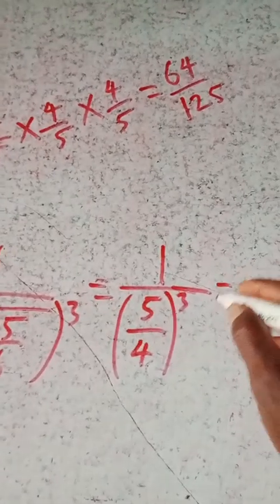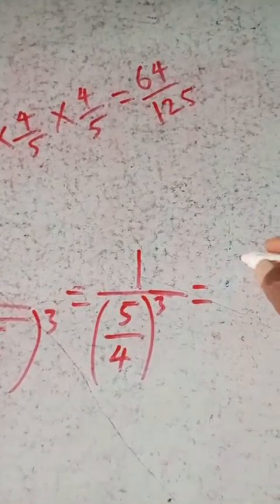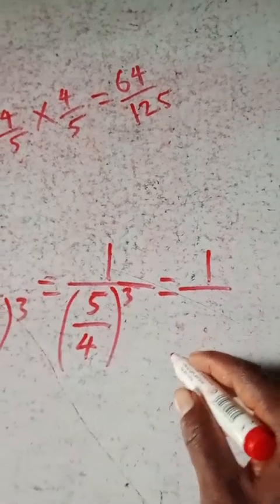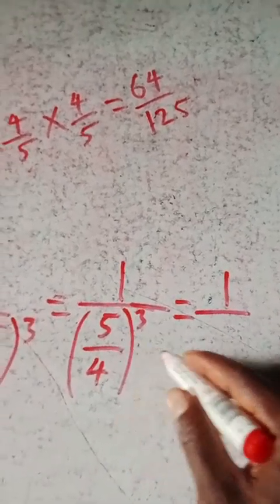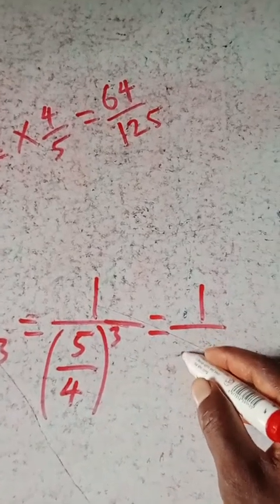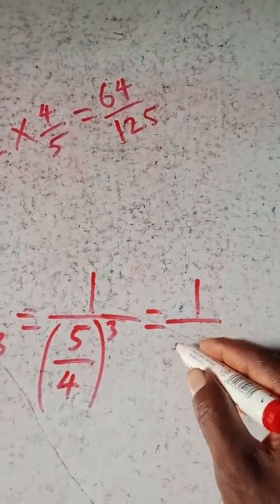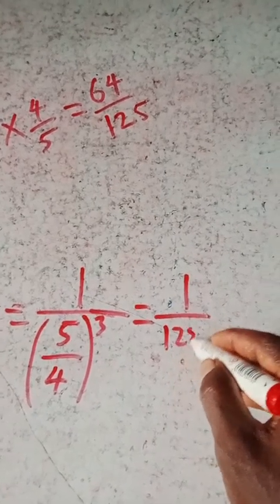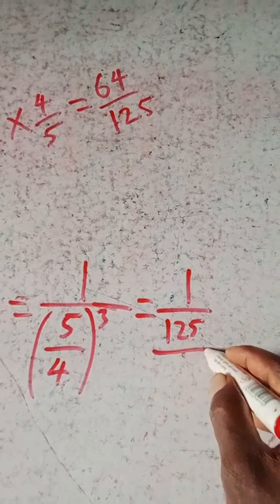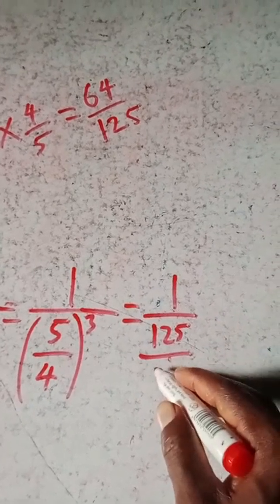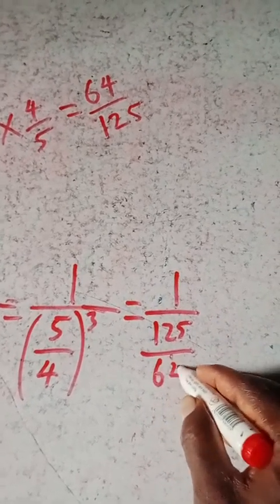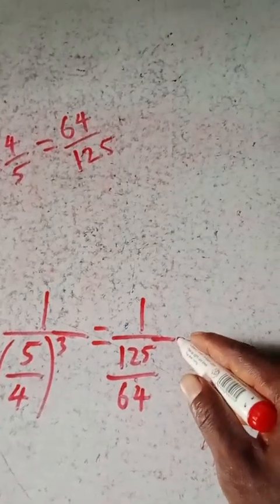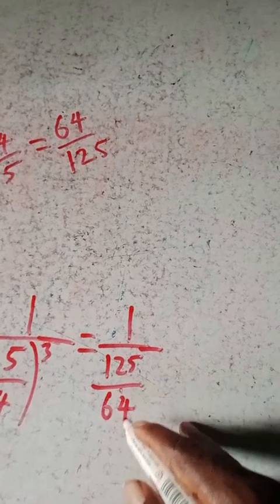So this means we are still writing our 1. Then 5 raised to power 3 means 5 times 5 times 5. And 5 times 5 is 25. 25 times 5 is 125. Then divided by 4 times 4 times 4 is 64. So 1 is dividing 125 over 64.